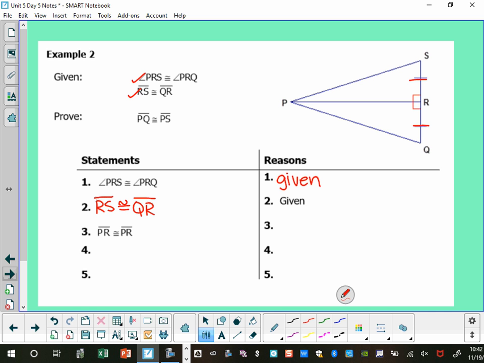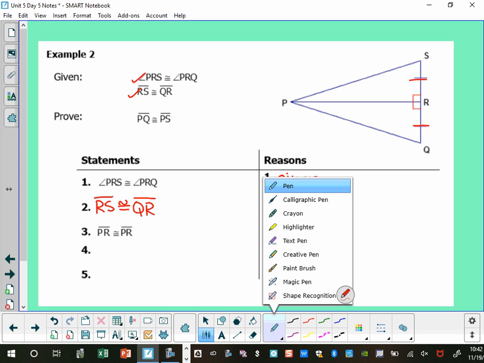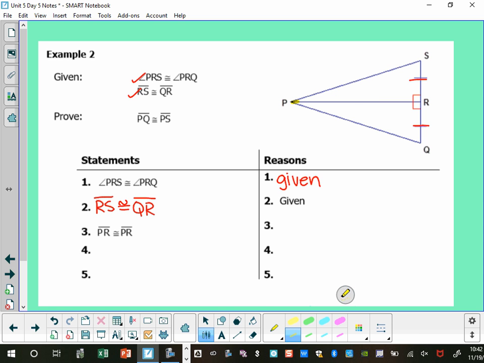Alright, so then it says PR is congruent to PR. It's the same exact thing, and we talked about this a little bit before, but not really in depth. Remember your reflexive property and your symmetric property? Which one would this be, reflexive or symmetric? If it was symmetric, it would say PR is congruent to RP, like we kind of flip it. If it's reflexive, it's the same exact thing. So for number 3, we're going to write the reflexive property.